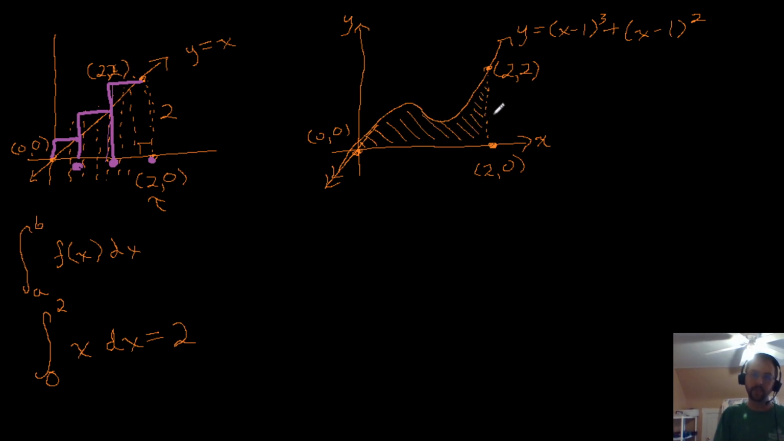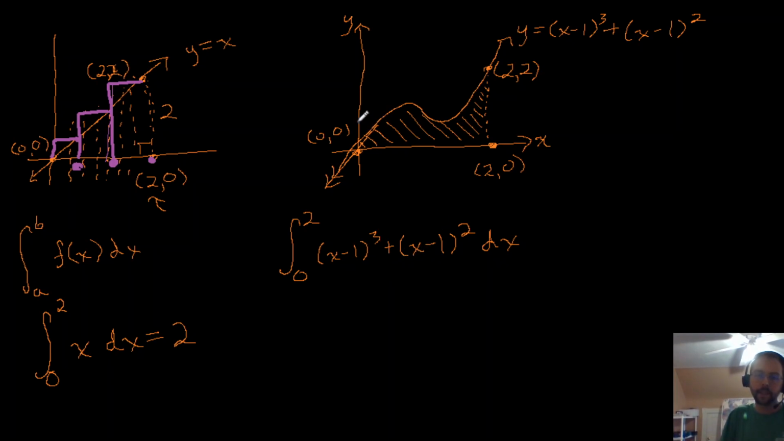Once again, conceptually what we're doing, let me write this down the way it would be written. We have the integral from 0 to 2, going from x equals 0 to x equals 2, of f of x, which in this case is that whole thing, (x minus 1) cubed plus (x minus 1) squared dx.